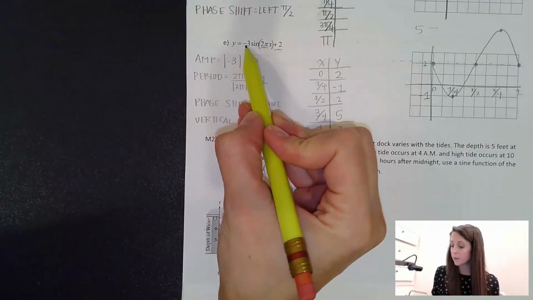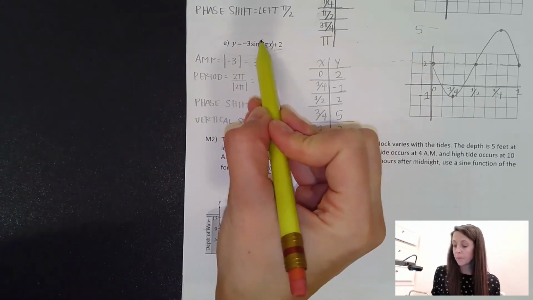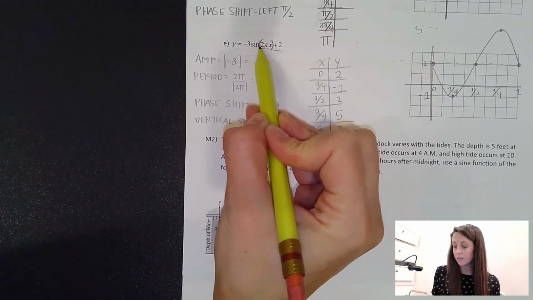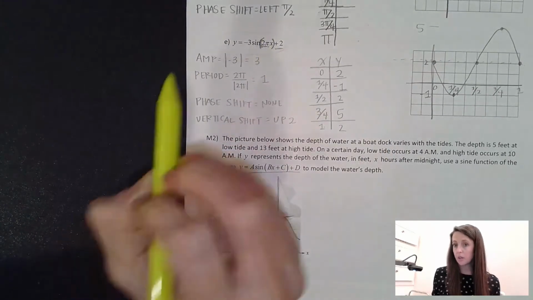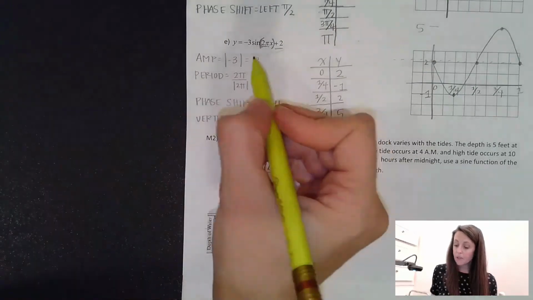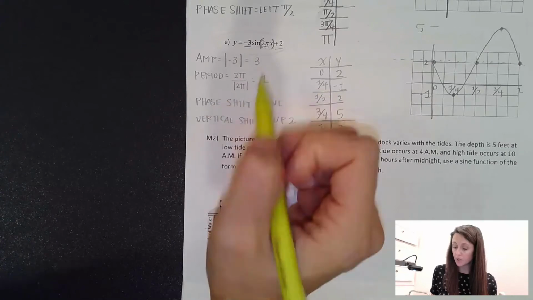It is y equals -3 sine(2πx) + 2. I put the 2πx in parentheses because it is inside your sine function. The plus 2 is going to be on the outside of your sine function. So here the amplitude is going to be the absolute value of -3, which is 3.